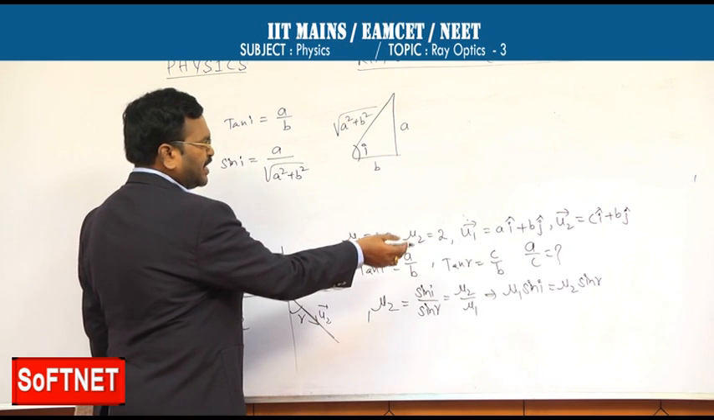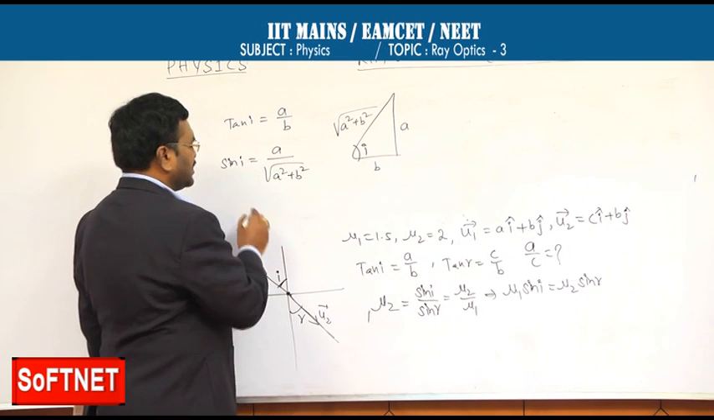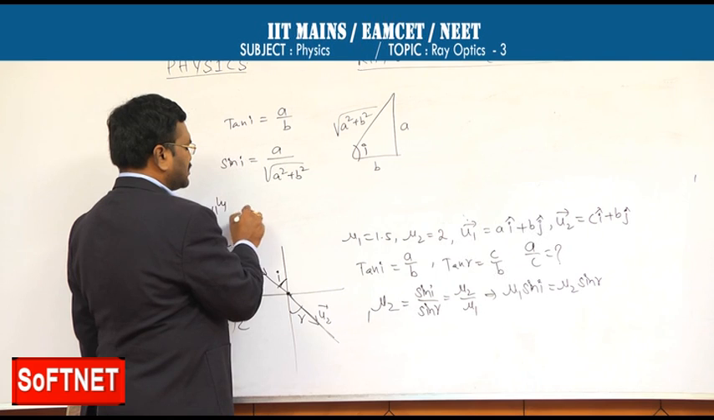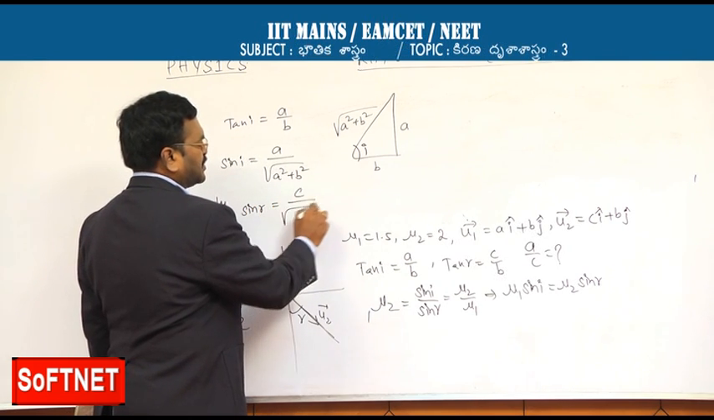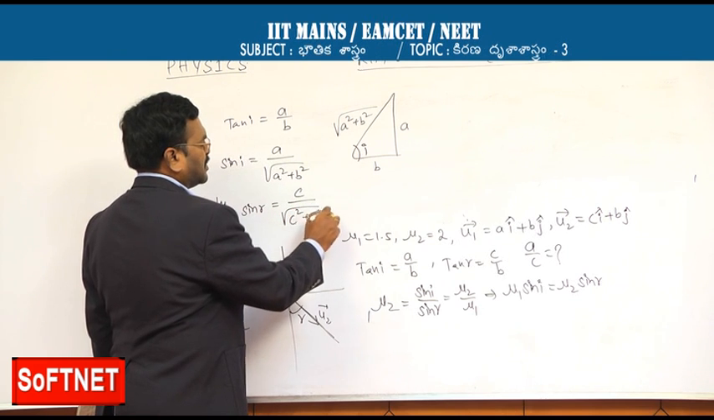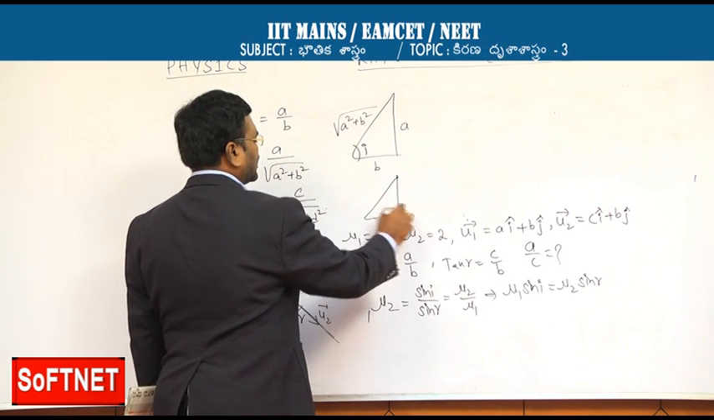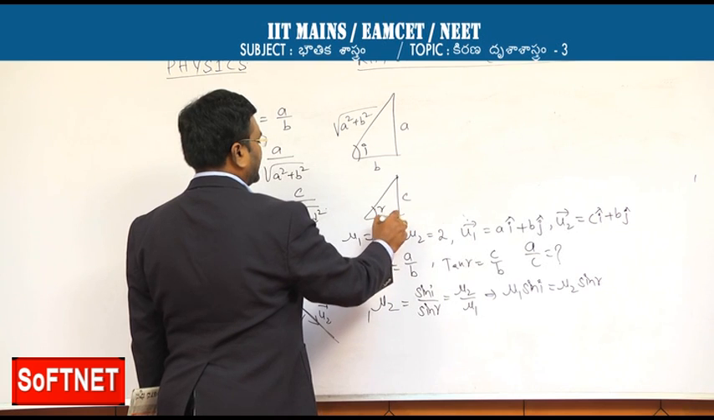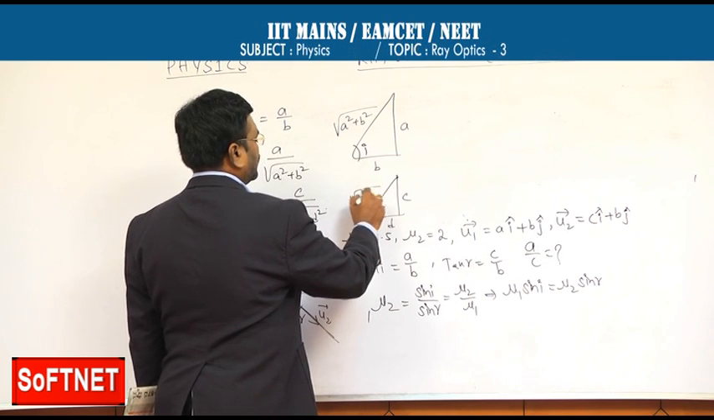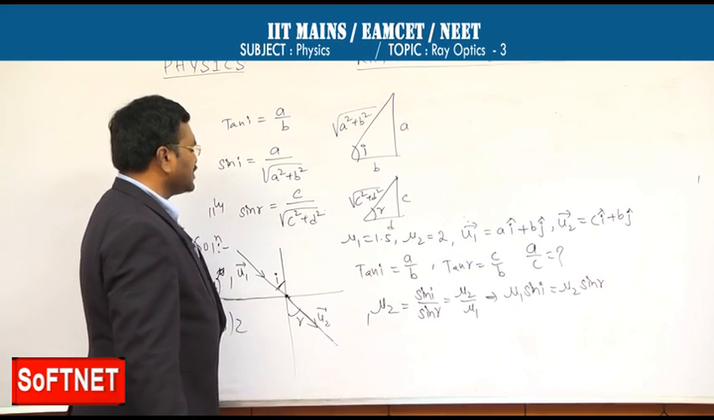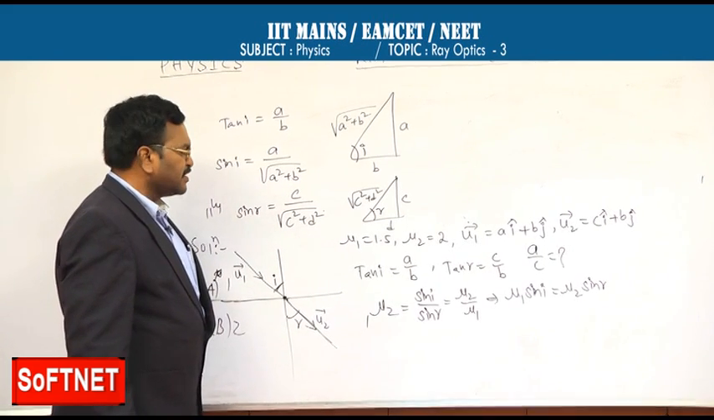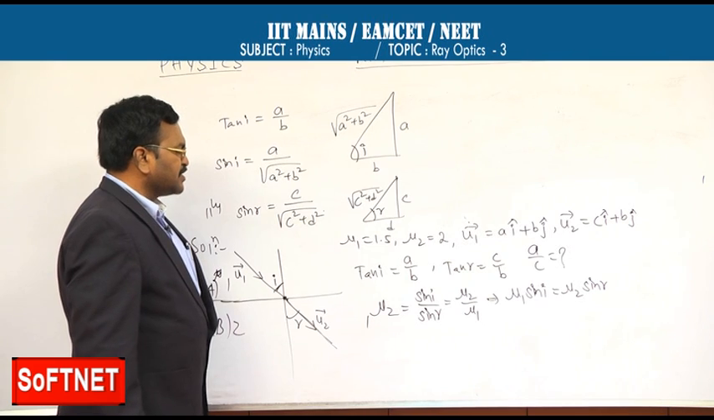In the same way, tan R is C by B. So sin R is C by under root of C square plus B square. Same story: here we construct a triangle with R, C by B, so the hypotenuse becomes under root of C square plus B square. So sin R becomes C by under root of C square plus B square.